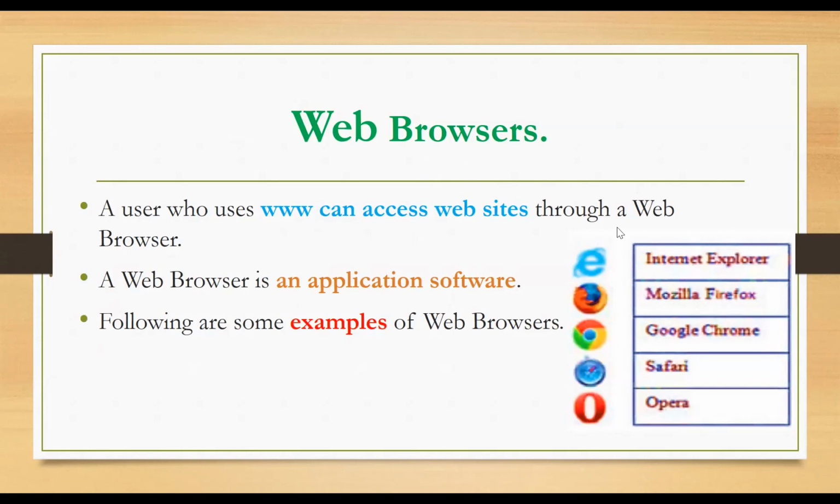Normally if you want to go to the internet, you have to click on the web browser, right? You know, there are so many web browsers. Most of the students normally use Google Chrome, but there are so many other browsers also. They are Internet Explorer, they changed that symbol, and nowadays they are using another symbol, and Mozilla Firefox, Safari, Opera. Those are very familiar things for you. So a user who uses WWW can access websites through the web browser.